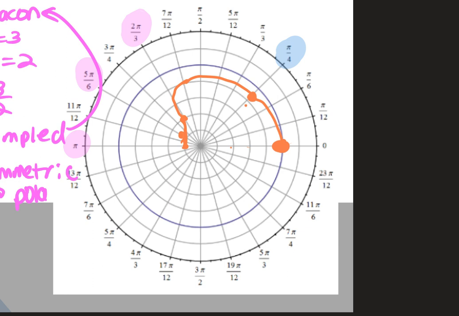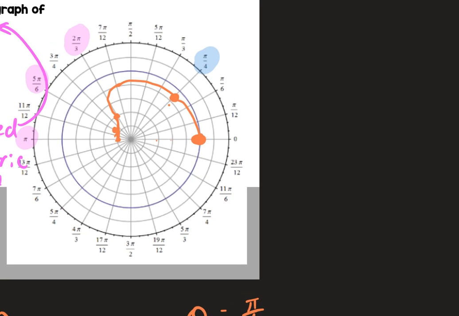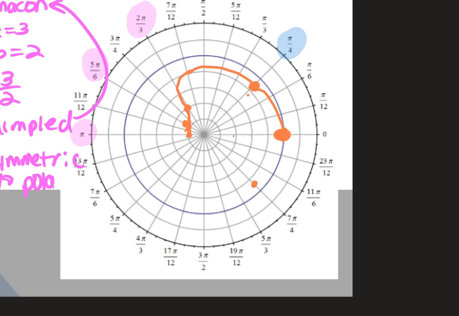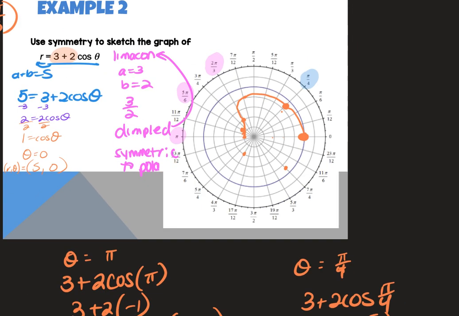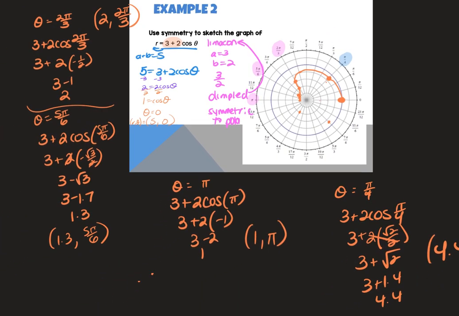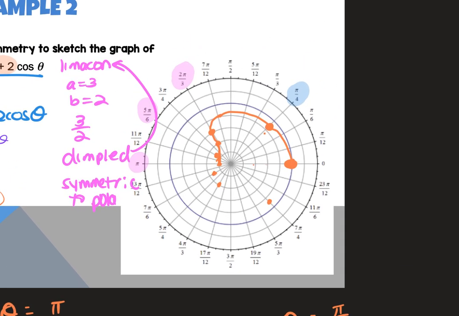Okay. And then everything that happens above also happens below, which means if I have a coordinate point at pi over 4, that is 4.4, then at 7 pi over 4, I'm going to have the same coordinate point. Whatever's above reflects down below. If I have a point at 2 pi over 3, that was 2, then at 4 pi over 3, I would also have a point at 2. If I have a point at 5 pi over 6, that's 1.3, then at 7 pi over 6, I'm also going to have a point that's 1.3.